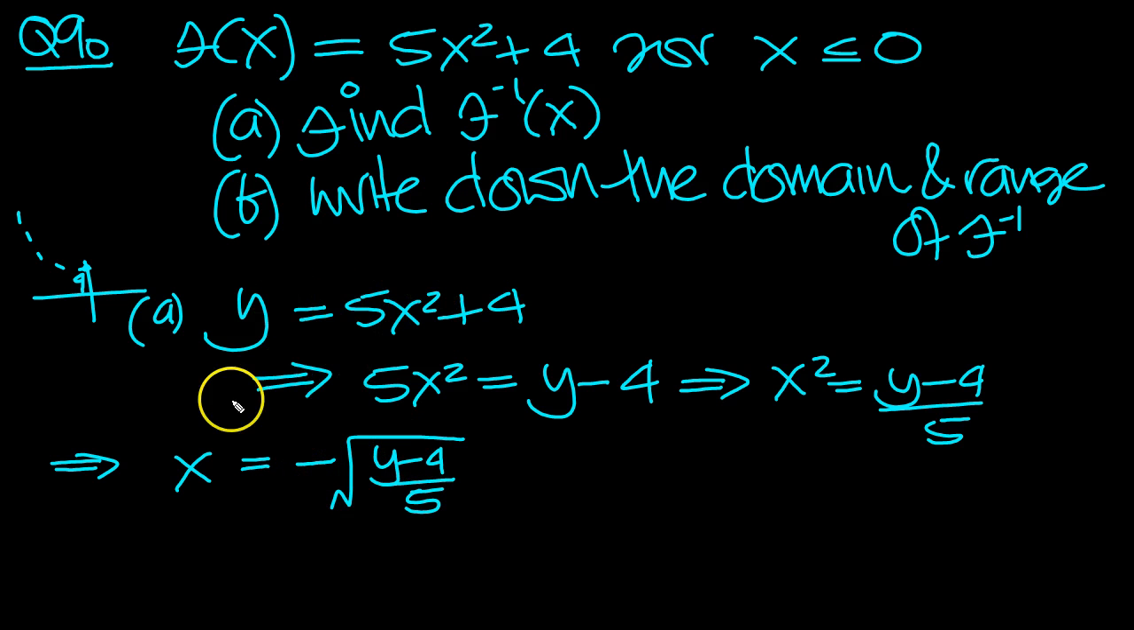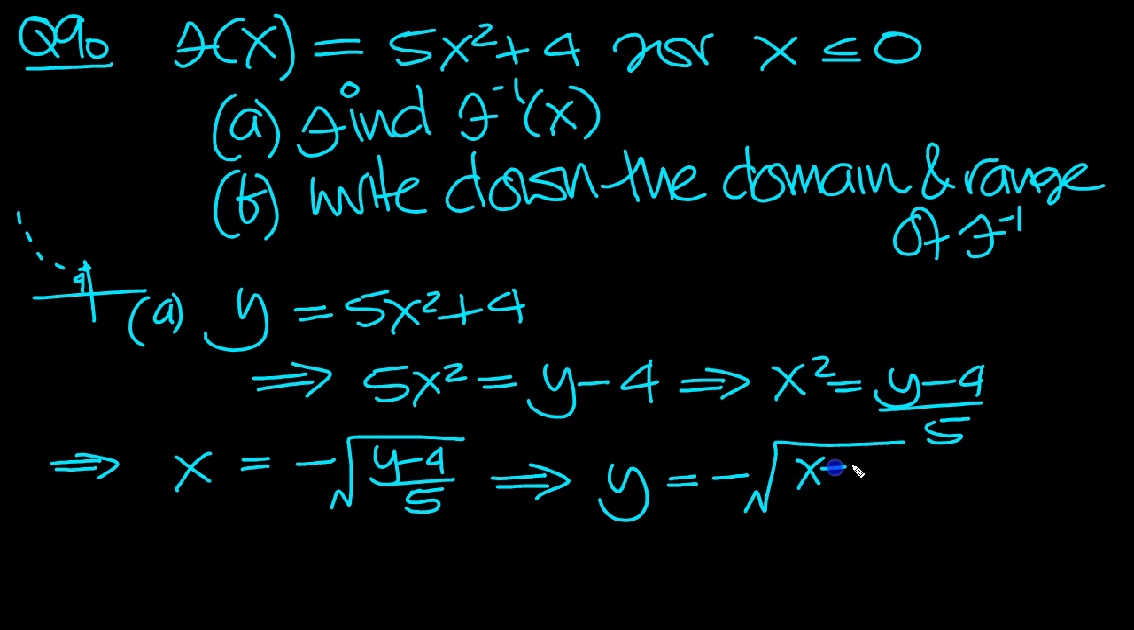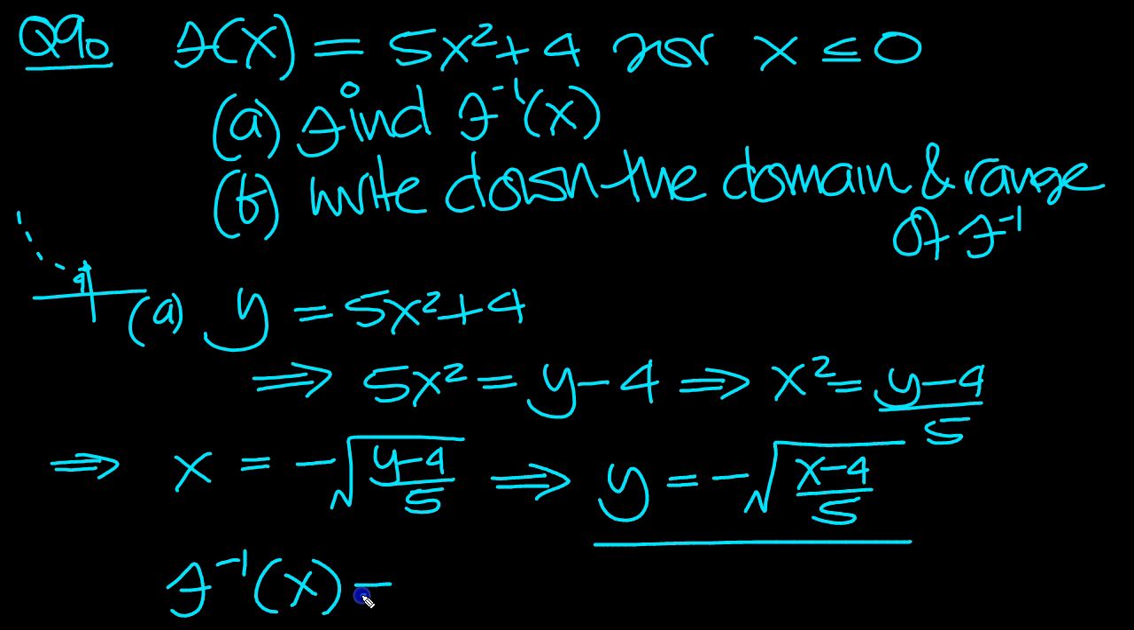Now we've rearranged it for x equals, so now we can swap the symbols. So y is equal to minus the square root of x minus 4 over 5. And here's our inverse function. So f to the minus 1 of x is equal to the square root of, with a minus, x minus 4 over 5. So there's our inverse function.